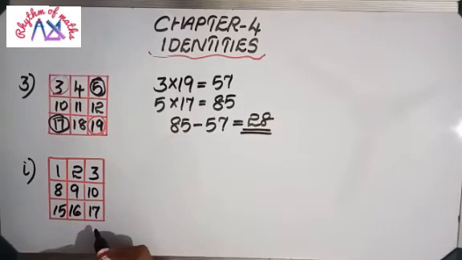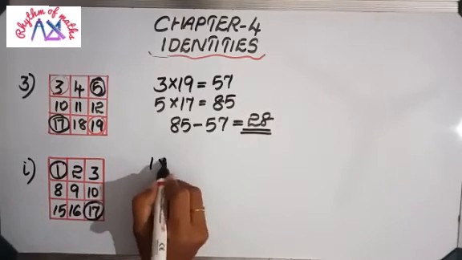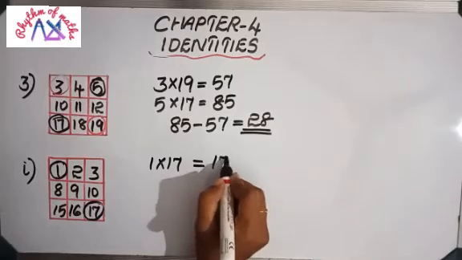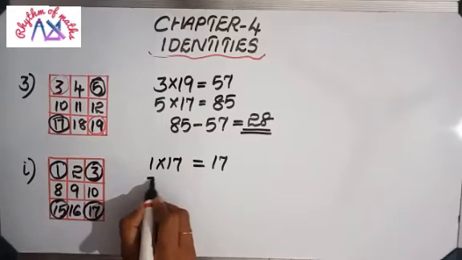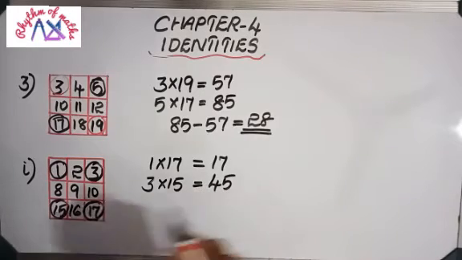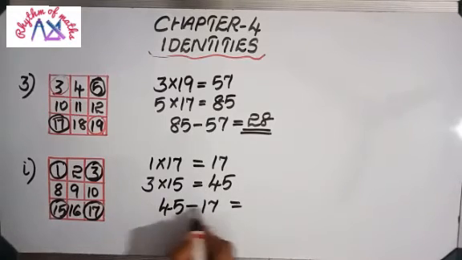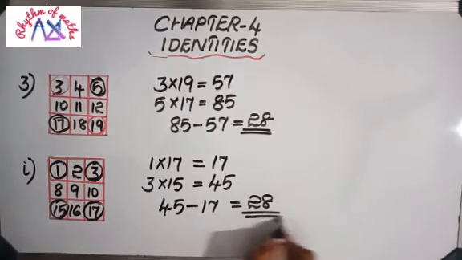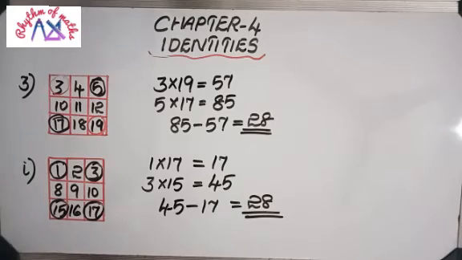Now let's find the product of diagonal numbers. Here the diagonal numbers are 1 and 17. So 1 into 17, answer is 17 itself. Next diagonal numbers are 3 and 15. Just find the product. 3 into 15, answer is 45. Then let's find the difference. 45 minus 17. When you subtract this, you will get the answer 28. You can check, 45 minus 17 is 28. So we got the same answer when we chose another 9 numbers from the calendar. So this is the first sub question answer.